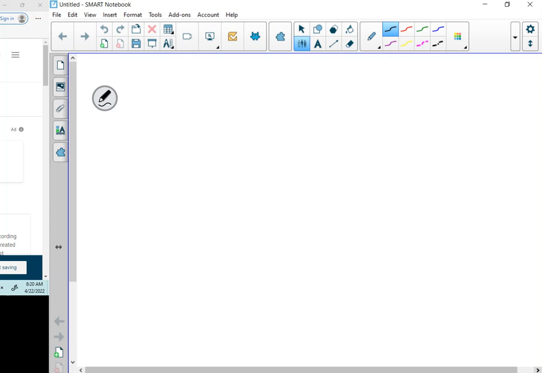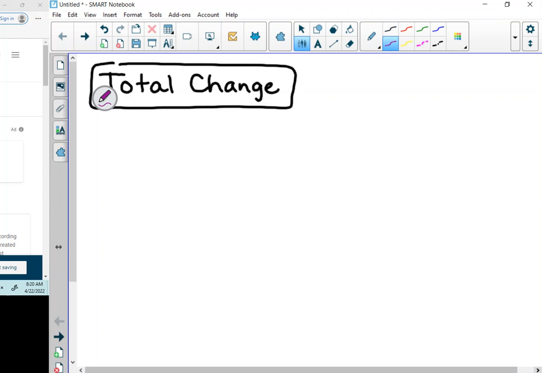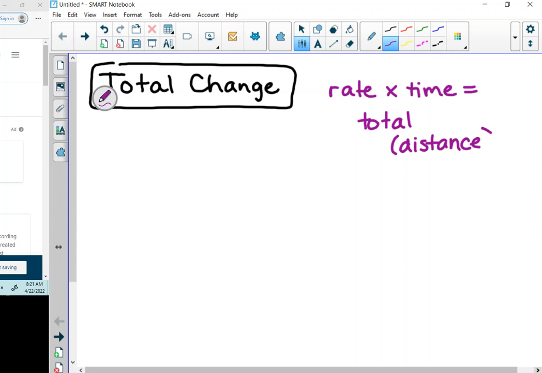Okay, so we talked about these total change problems last time. The concept of total change is we have a rate of change in something happening over an interval of time. So some kind of rate times some amount of time gives you total whatever. Sometimes that's a distance, but anything that's changing based on a certain rate over a certain interval of time, we can calculate as a total change.